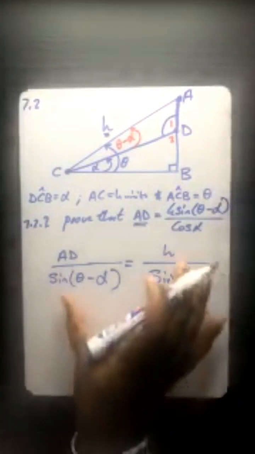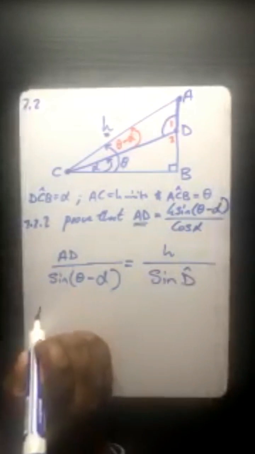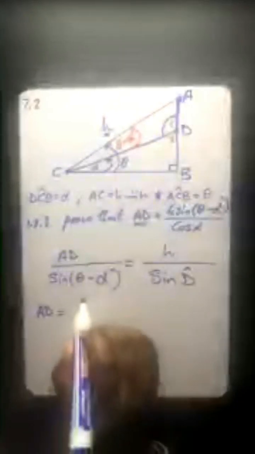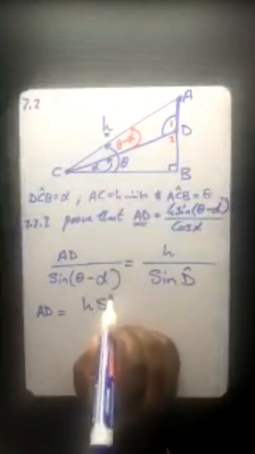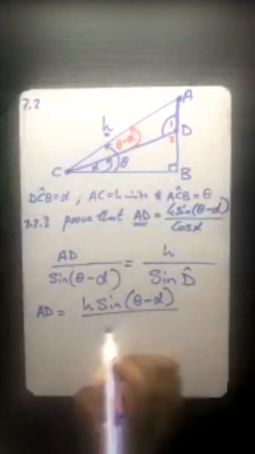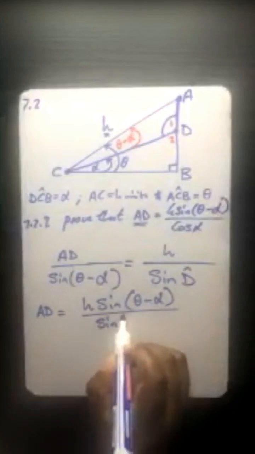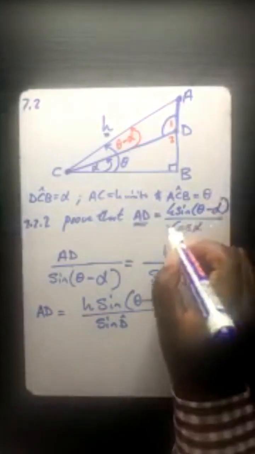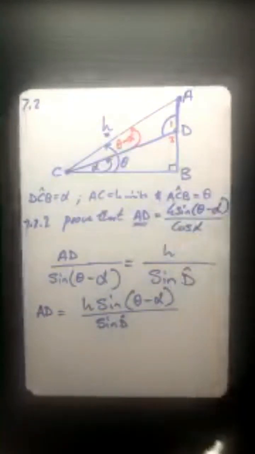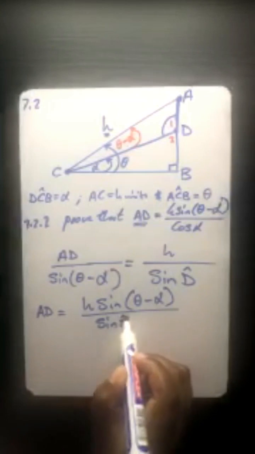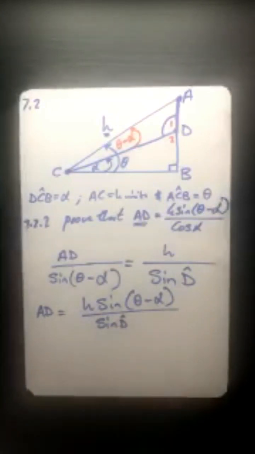So I can try to simplify this to say that side AD is equal to, now I can cross multiply, H multiplying sine of that angle, theta minus alpha, over sine of angle D. So can you now see, honorable members, it is just that part that you need to work out. And for you to work it out, you will need to know what that angle is. No, angle D.